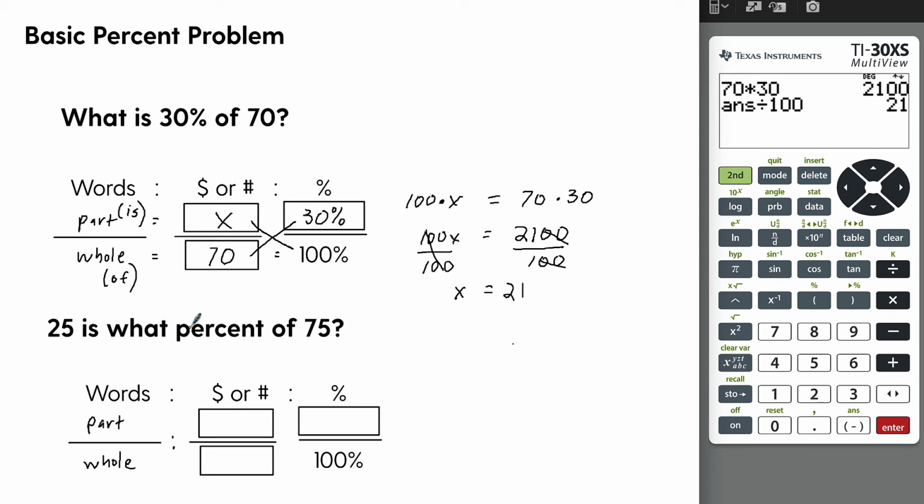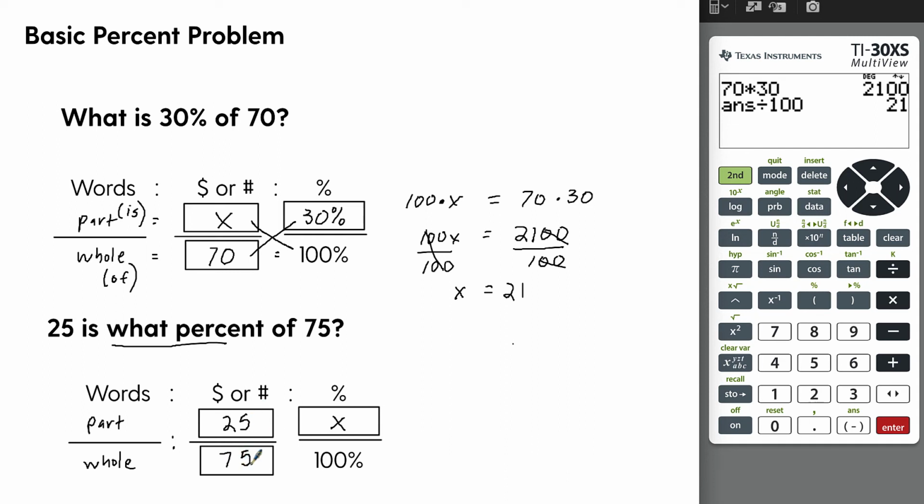So 25 is what percent? Notice we're trying to find what percent. We don't know that, so that becomes x. Now you need to figure out, is 25 a part or the whole, or is 75 the part or the whole? Hopefully you can see 25 is. Remember up here I said 25 is associated with the word "is," so 25 is here, and whole is associated with "of."